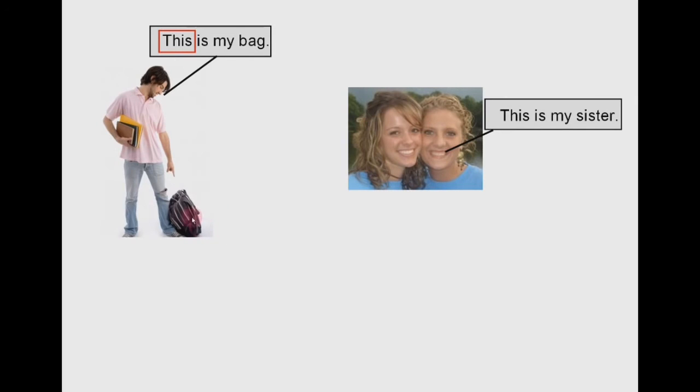So here, for example, the bag is very close to the man, and there is only one bag. So we use the word this. And it is the same here. The girl on the right, her sister is very close to her. She is next to her. And there is only one sister. There is only one girl. So this is in the singular. And so we use the word this.